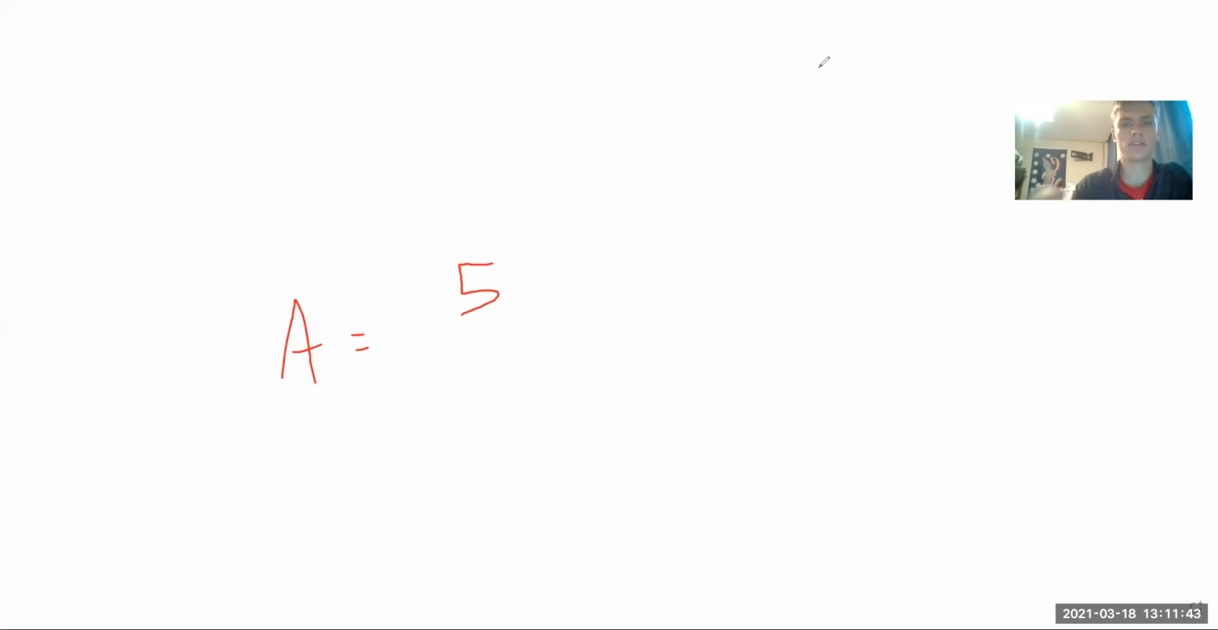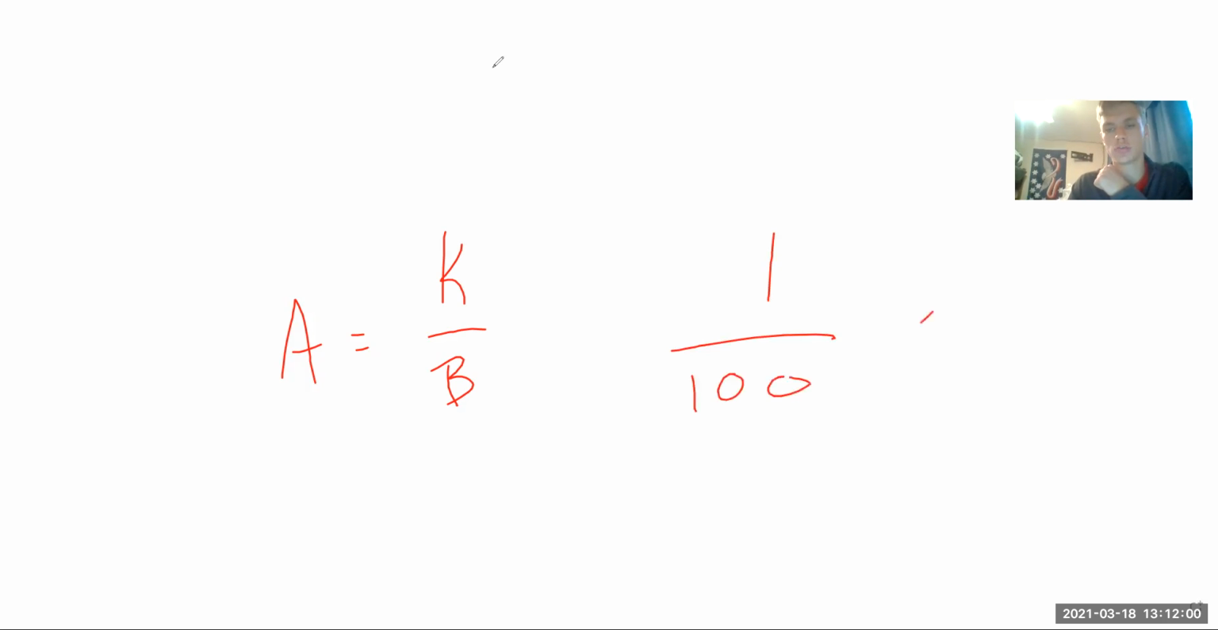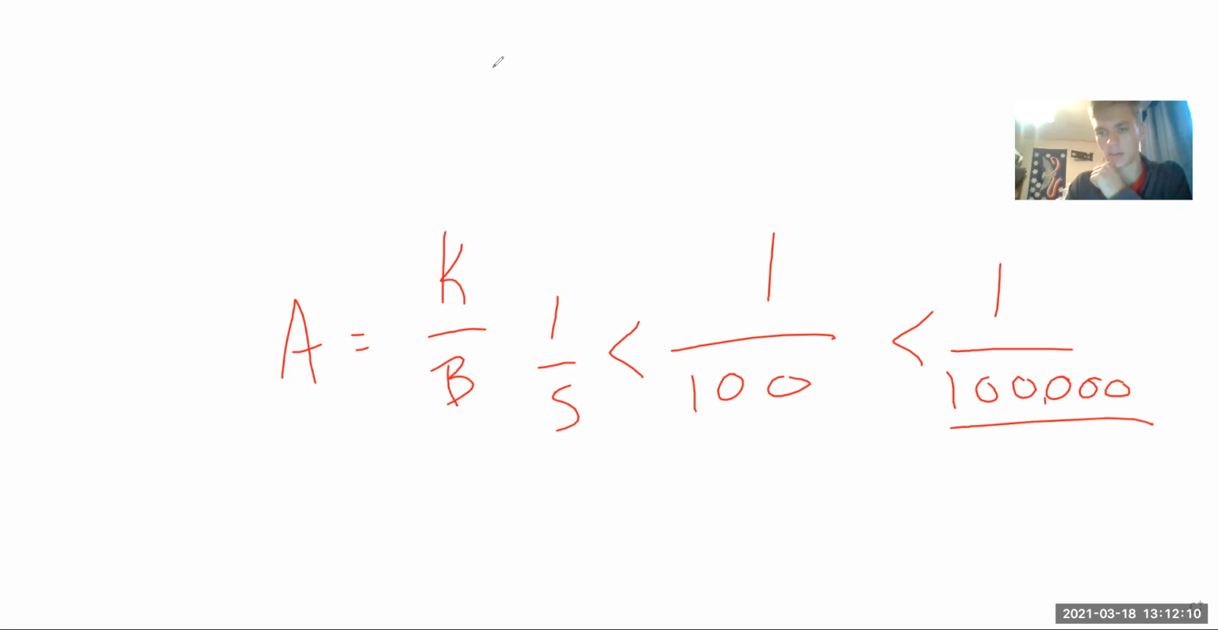K is always on the top. And B is here. So as B increases, the denominator increases, A gets smaller, because a bigger denominator means a smaller fraction. 1 over a million is smaller than 1 over 100. If you have 1/5 of a pie, that's going to be bigger than 1/100,000ths of a pie. That's a tiny slice. 1/5 of a pie is a pretty good slice, 20% of the pie.